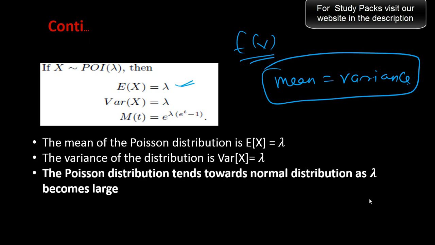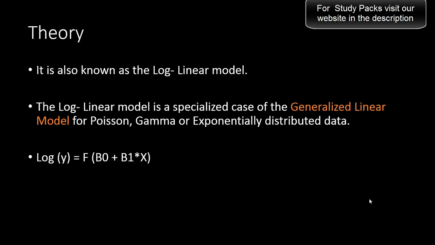If in a data set you see the mean and variance are more or less similar, you can think of using a Poisson regression, a Poisson distribution model instead of a normal distribution model. I mean, there are of course other tests to be performed before concluding that it is distributed as a Poisson regression model. However, this will give you some sort of evidence. So the idea here is to understand whether the mean and variance are the same in a given data. And one thing to remember is that the Poisson distribution tends to become a normal distribution as lambda becomes large.